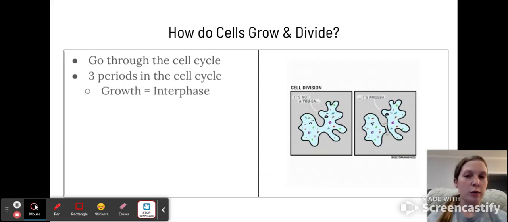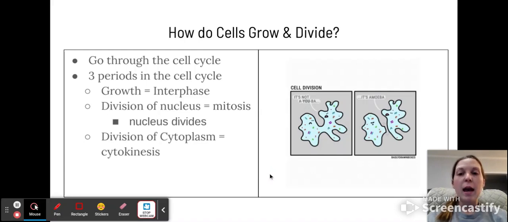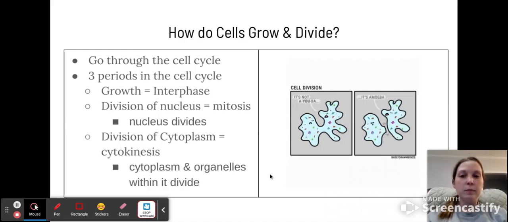The first one is growth, and this is interphase. This is the phase of the cell cycle that the cells spend the most time in. They are in interphase most of their life. Then there's division of the nucleus, which is mitosis, which is reproduction of the cells. And during this, obviously, the nucleus divides. And then the division of the cytoplasm, which is what actually causes the entire cell to split into 2 separate cells, which is cytokinesis.